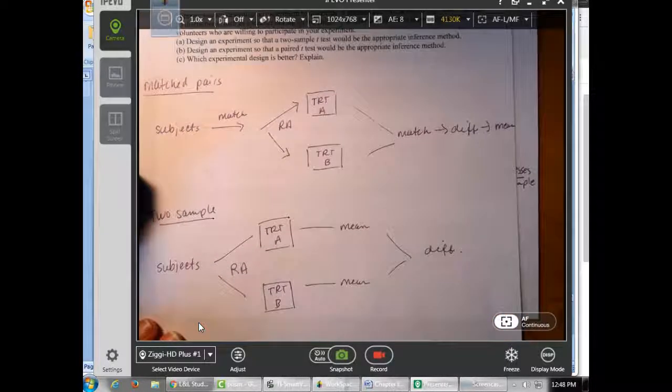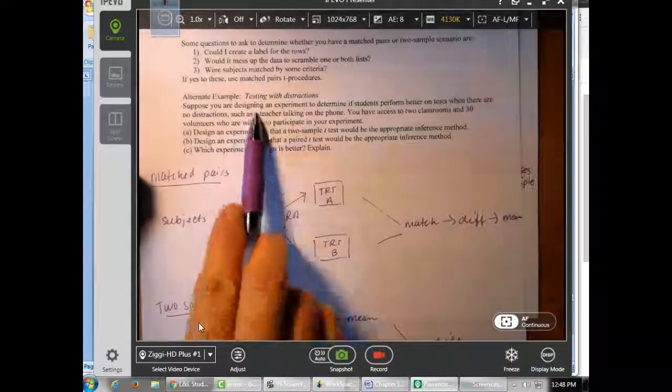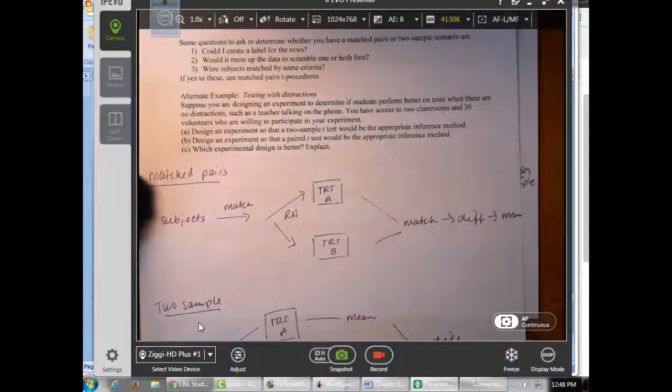So guys, that's a good way to think about it. That's why we're doing this activity. It's going to help you get your mind around what is a matched pairs scenario versus a two sample. Let's do it. Y'all are going to get in your groups and do this activity right there. What group? Wait, we're not supposed to write that?